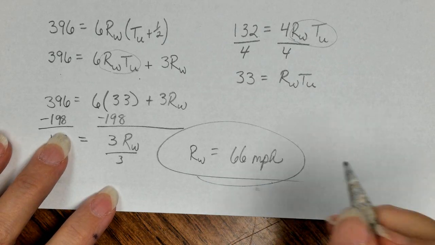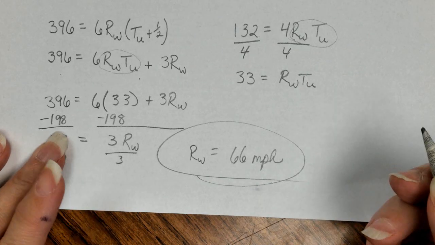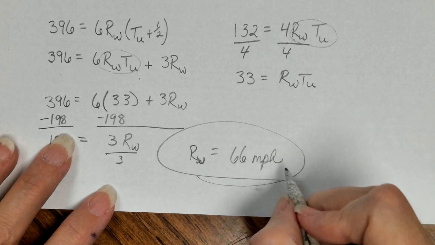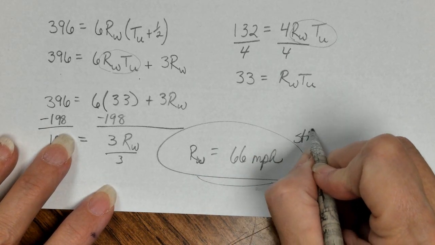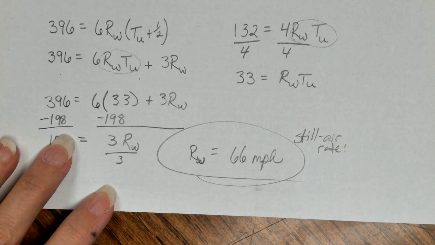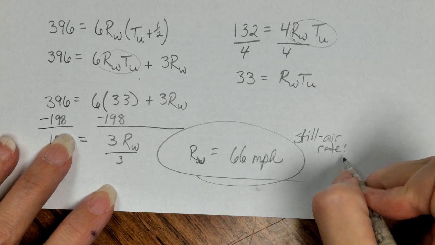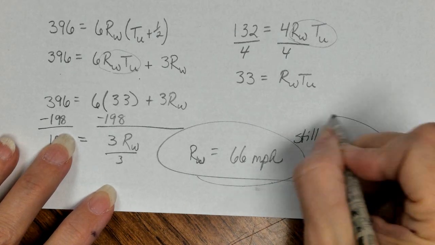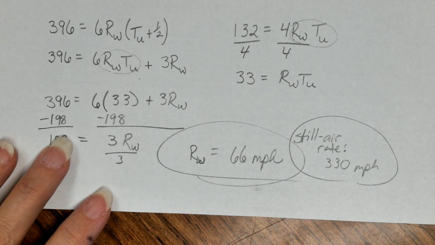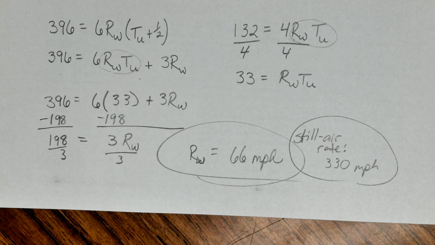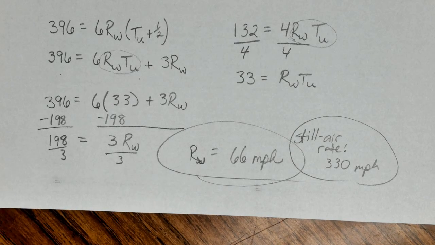So this is the rate of the wind. That's, I think, evident by that. But then we'll also put still air rate, 330 miles per hour. Always go back and read your question, make sure you've answered everything. That's all there is to those. Just a little bit of a twist on your distance, rate, and time problems. I hope you'll find them fun.